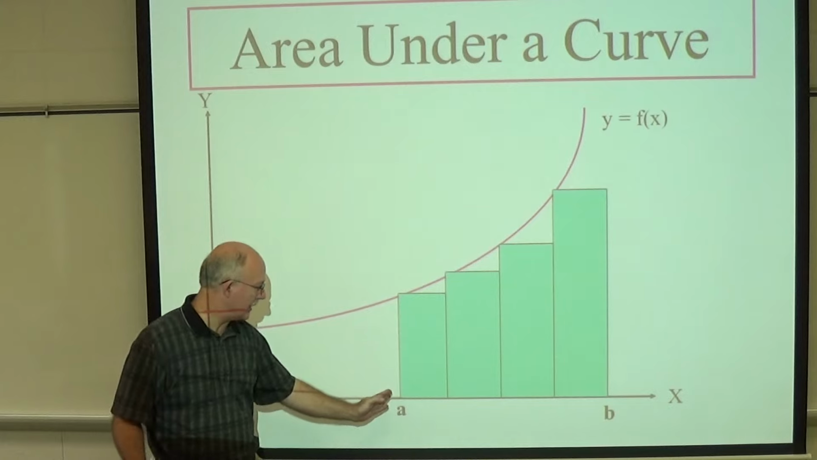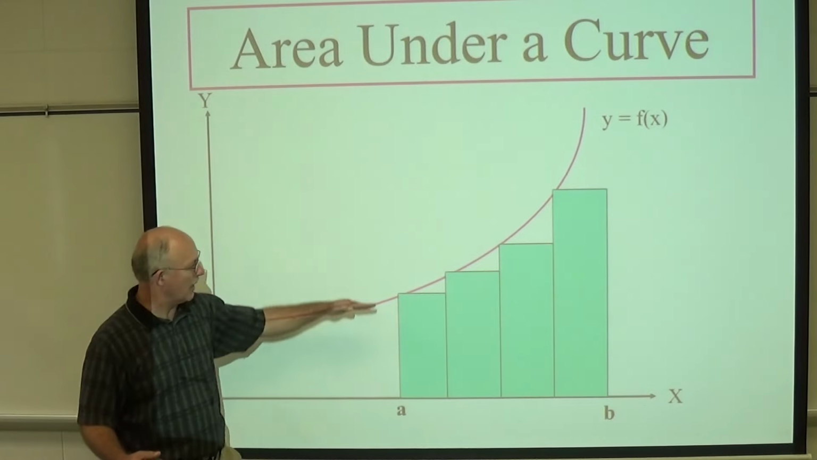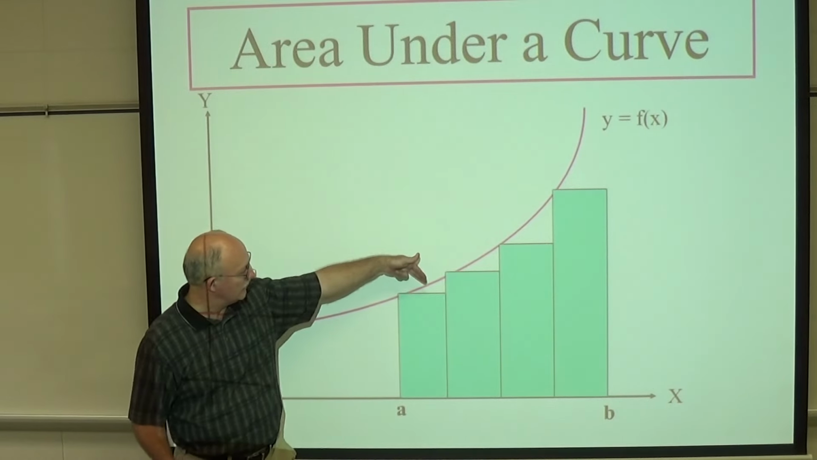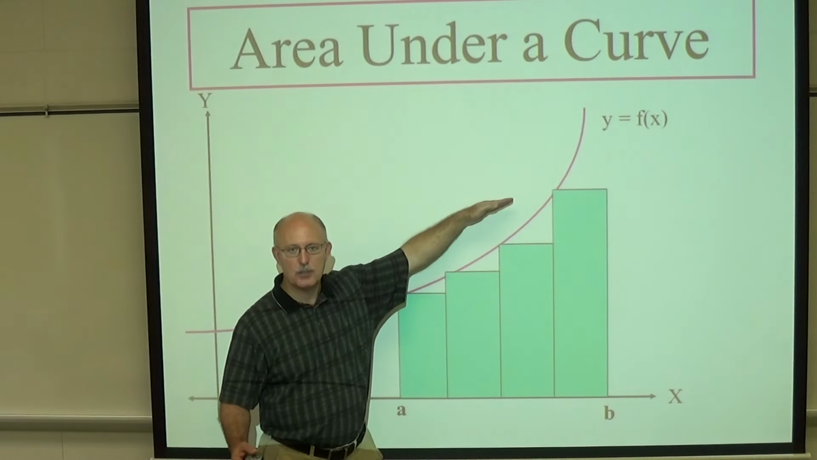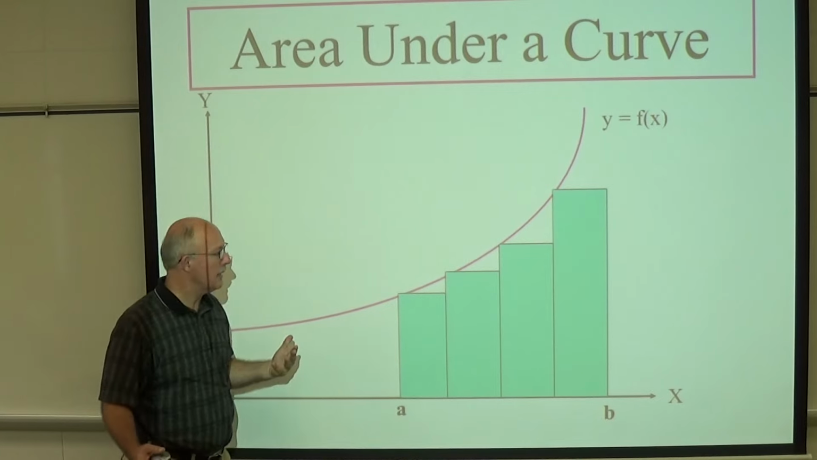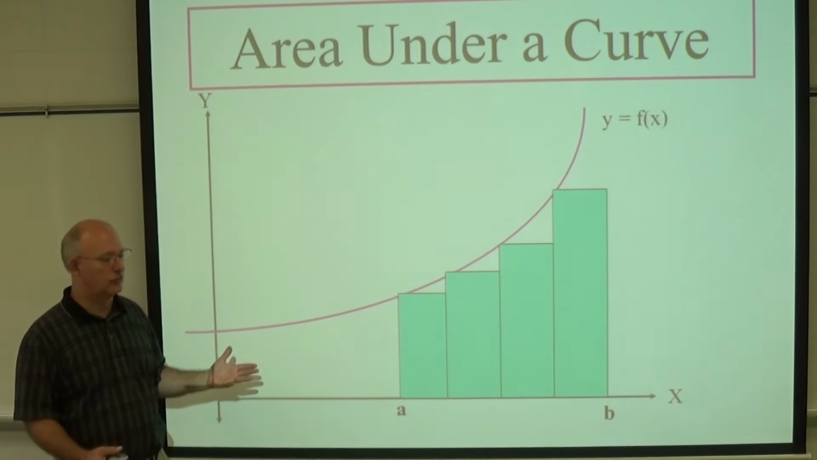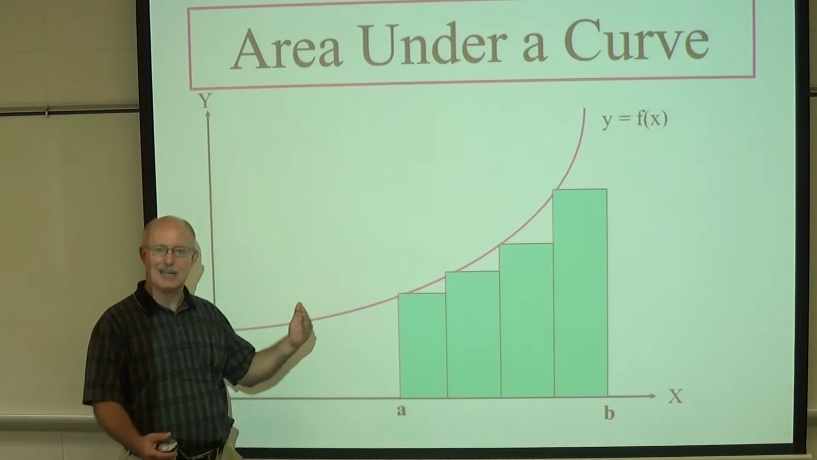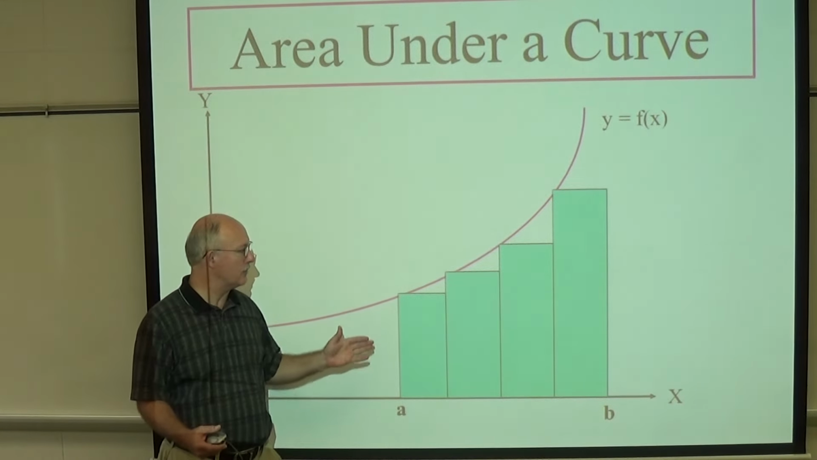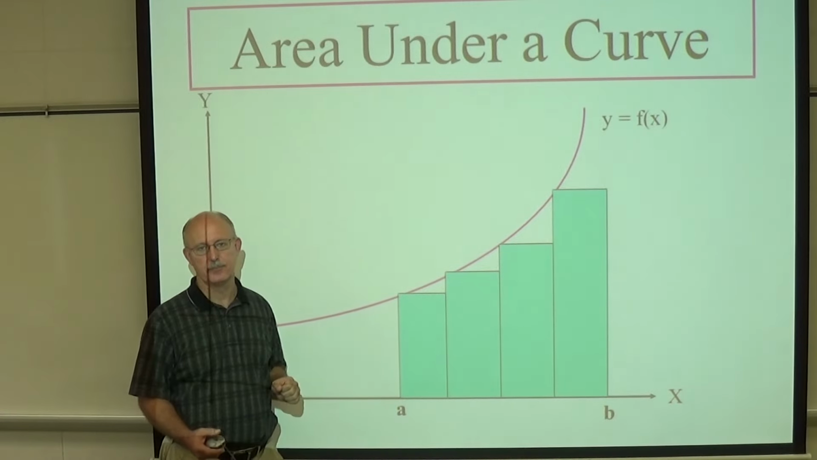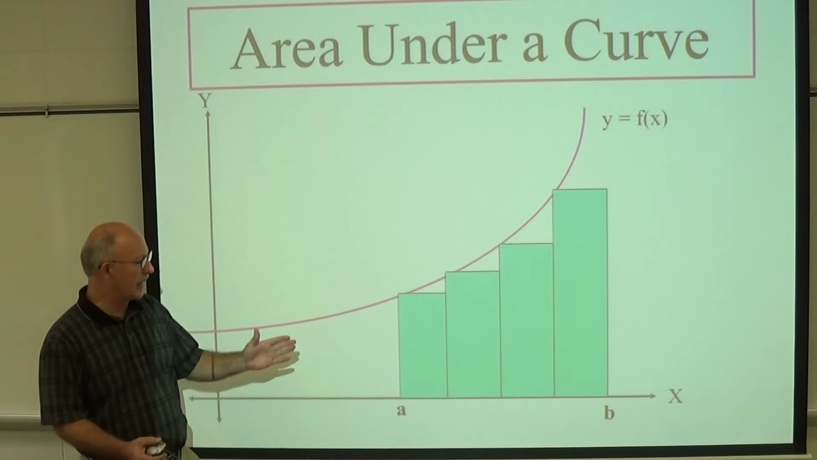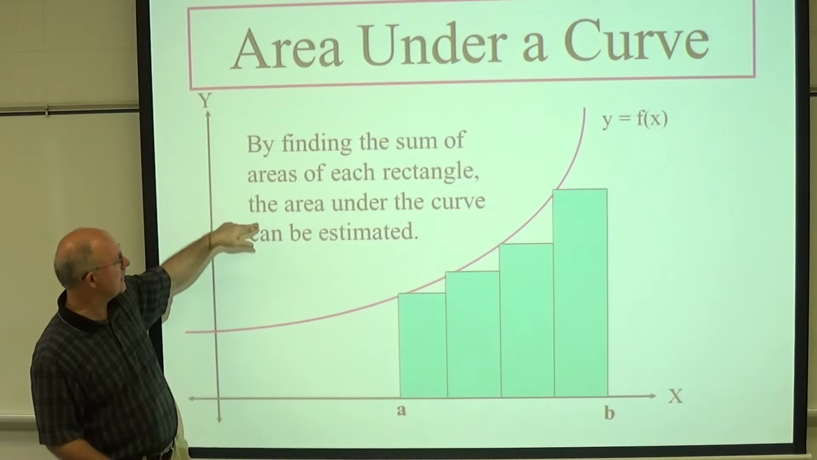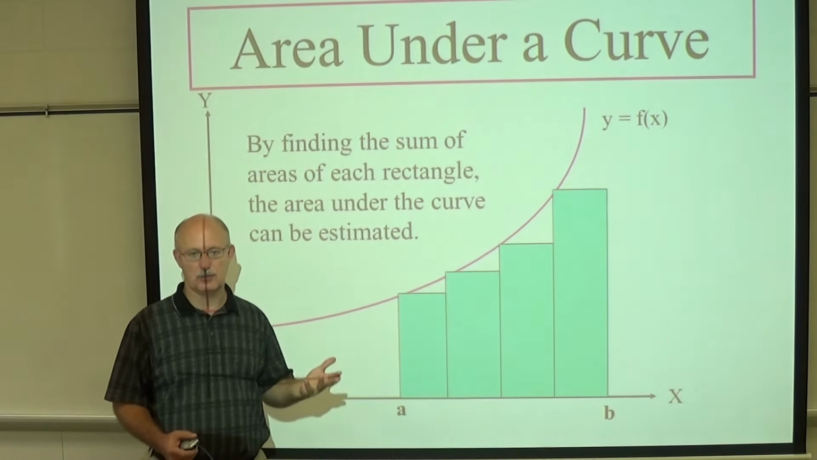Now notice, to find the area from A to B under our curve, I've used 4 rectangles. With 4 rectangles, you can see these little triangular areas between the curve and the rectangles. That area is missing. So if I use 4 rectangles to estimate my area, I would get an underestimation of the actual area under that curve. It would give me some idea what the area would be. By finding the sum of the areas of each rectangle, the area under the curve can be estimated.